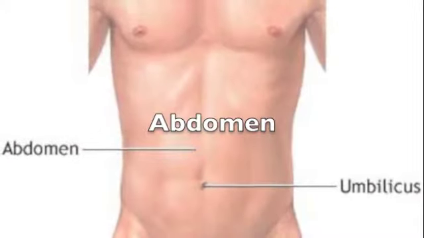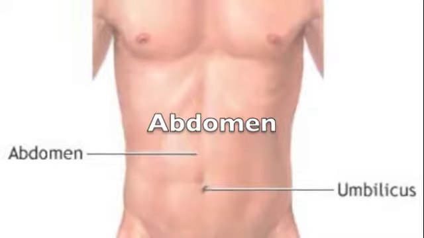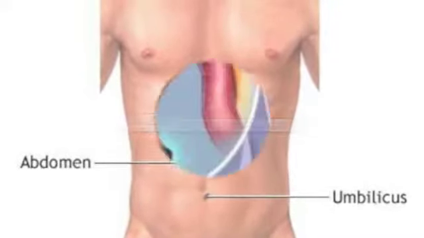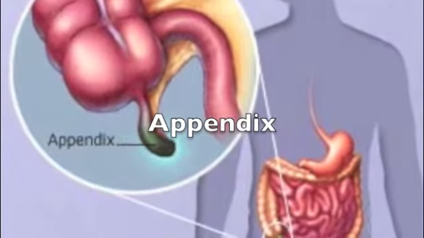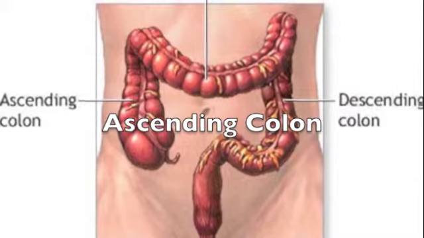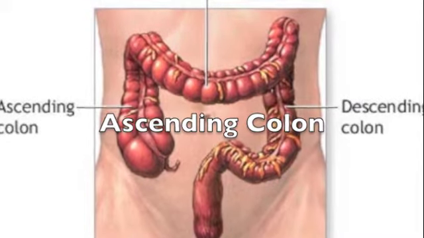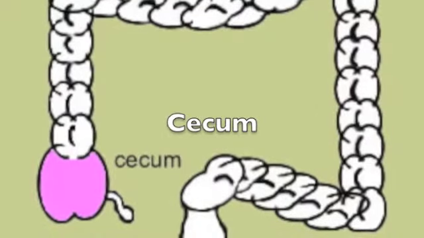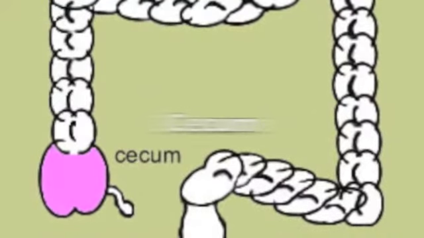The part of the body that contains the digestive organs. In human beings, this is between the diaphragm and the pelvis. A small sac located on the cecum. The part of the large intestine that runs upwards. It is located after the cecum. The first part of the large intestine, the appendix, is connected to the cecum.